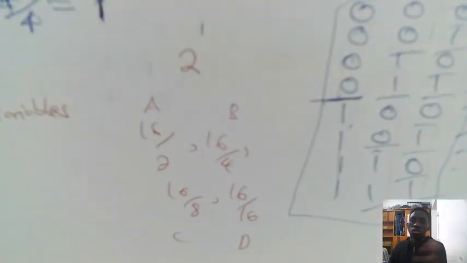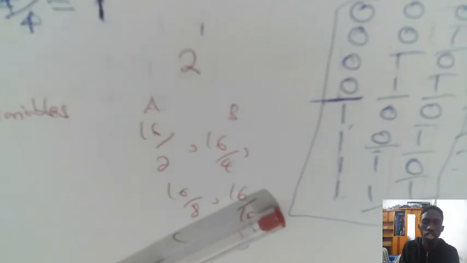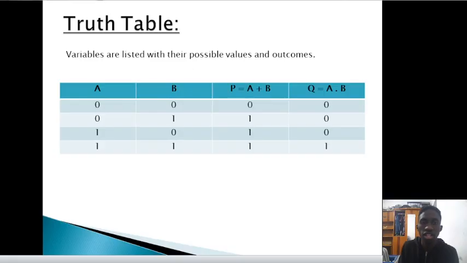So you will be doing 16 divided by 2, 16 divided by 4, 16 divided by 8, and 16 divided by 16. Just the same way we've been doing it. This is for A, B, C, D. So it's a very simple procedure to use. So now that we know that, let's analyze our truth table.